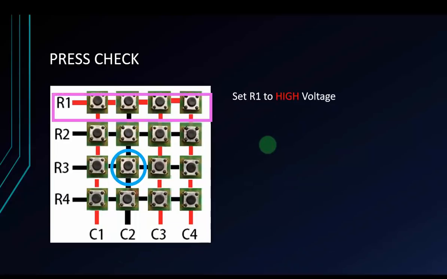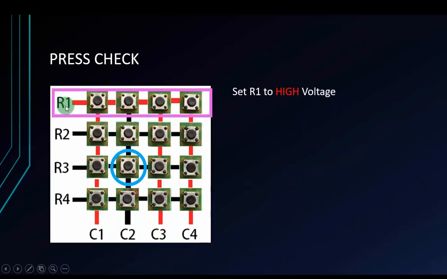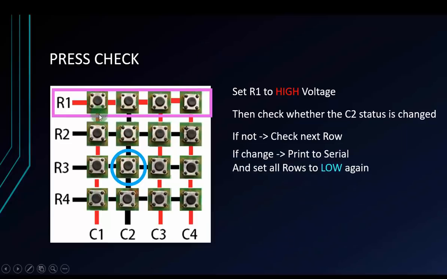First of all, we will set R1 to high voltage. This means we change from low voltage to high voltage. Then we check whether the C2 status is changed. This means we check this column. If it changes from low to high, we know a key in this column is pressed. If not, check the next row, next row, next row. If it changed, we print to the serial monitor so the user knows. Then we set all rows to low again to check the others.